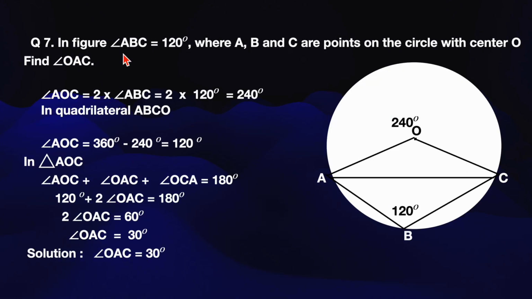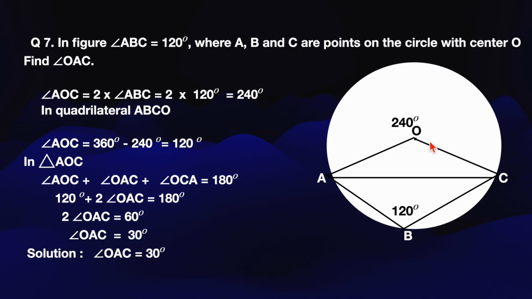Here in figure, angle ABC is equal to 120, where ABC are points on the circle with center O. Find OAC. So this angle we are supposed to find. Okay. So here, in the last exercise we learnt about the angle subtended at the center by an arc. Is it not? That it is double the angle subtended at any point on the circle. So this angle here, it is subtended by this arc at the center. This will be double this angle. So this will be 240 degree. This angle is given as 120. So this will be 240.